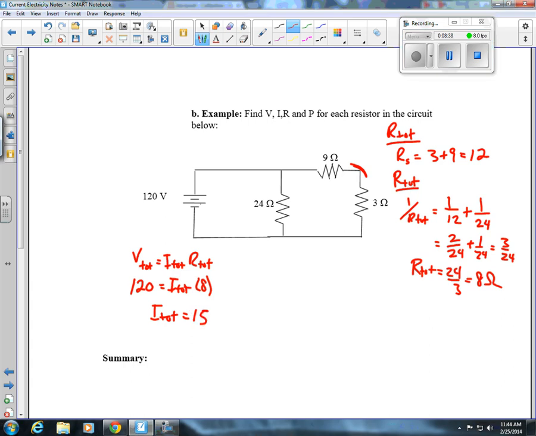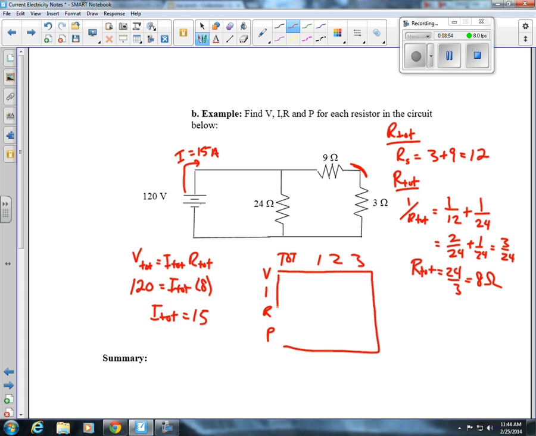So now I know my current coming out of here is 15 amps. So I go ahead and make my chart. Okay, I get the following. V total is 120. I'll call this one R1. R1 is 24. And this one's R2 is 9. And R3, my total is 8. And then that gave me a current of 15 coming out of the battery.